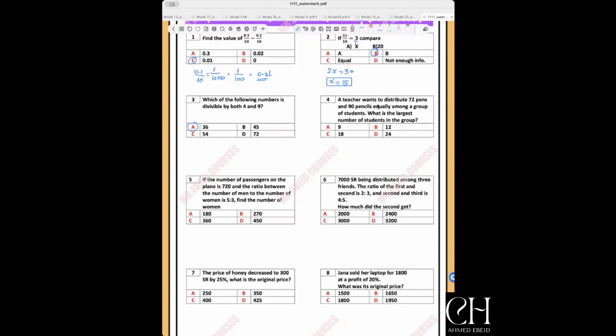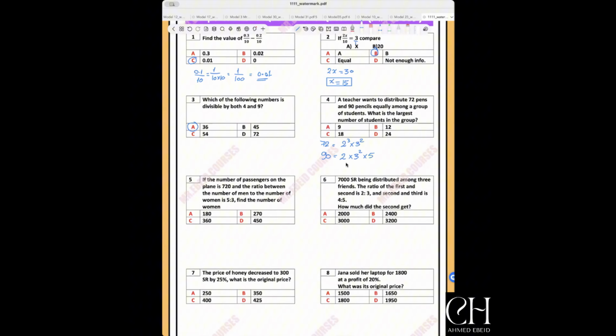Question 4. A teacher wants to distribute 72 pens and 90 pencils equally among a group of students. What is the largest number of students in this group? To distribute the pens and the pencils equally, you have to find the prime factors for each number, 72 and 90. You know that 72 is 8 times 9, so we can write it as 2 to the power 3 times 3 to the power 2. And also 90 is 2 times 9, which is 3 squared, times 5.